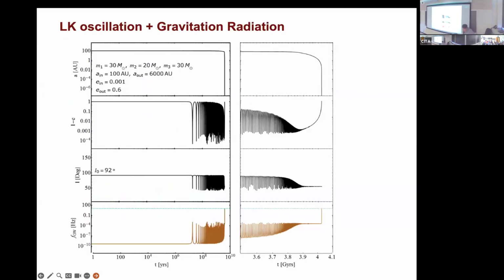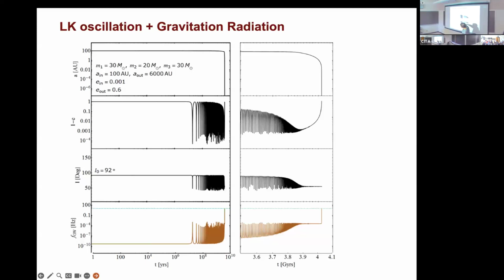So here is the example. You have a binary with M1 of 30 solar masses and M2 of 20 solar masses. Initially the separation is 100 AU, so they cannot merge by themselves. But you have a third body, M3, of 30 solar masses, very far away. The a_out is 6,000 AU, so you can see the third body is very far away.